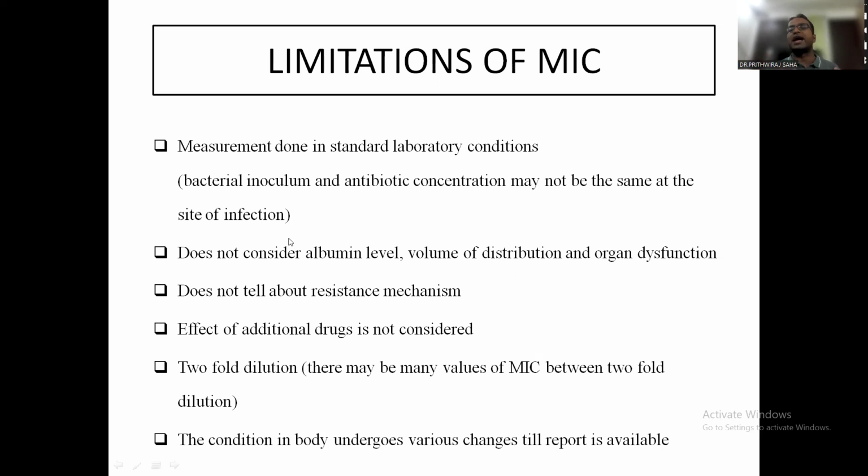We also get a synergy of one or two antibiotics if we are using them together. That is not measured during the measurement of MIC. Again, during the measurement of MIC, there is a twofold dilution. There may be some story happening in between these two folds, which goes missing during the measurement of MIC. So again, this is a limitation of MIC.